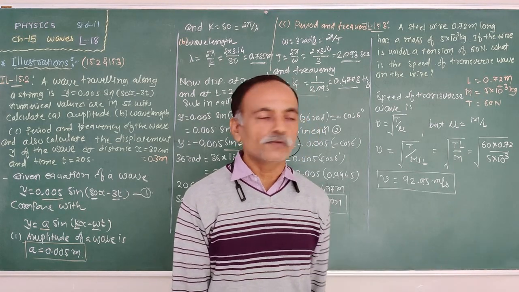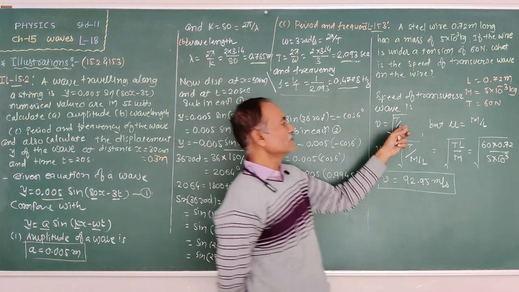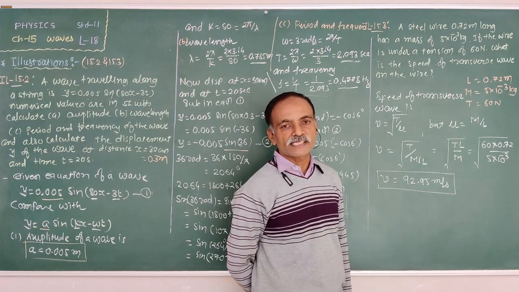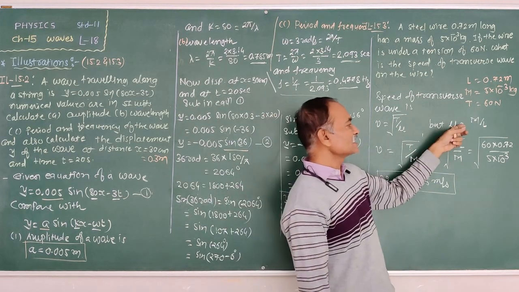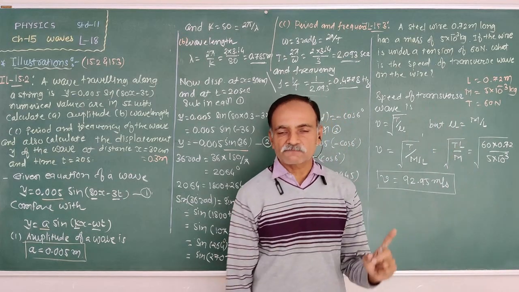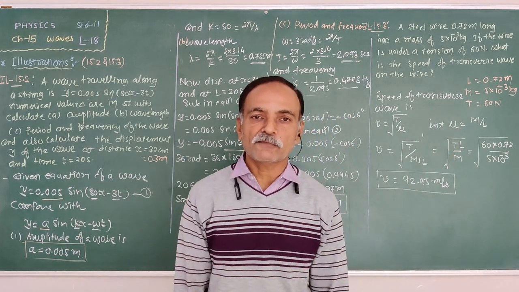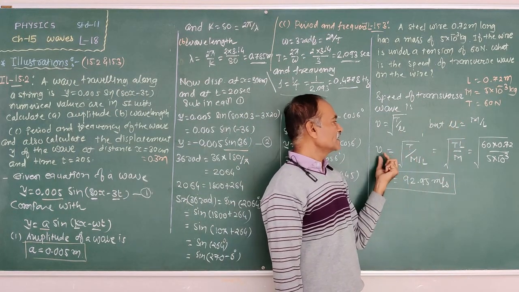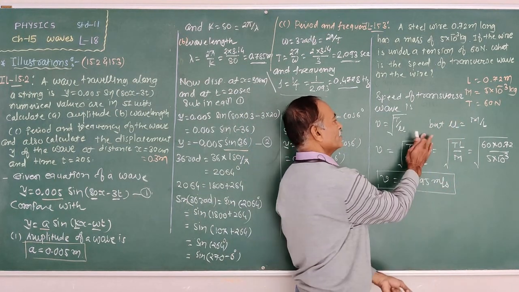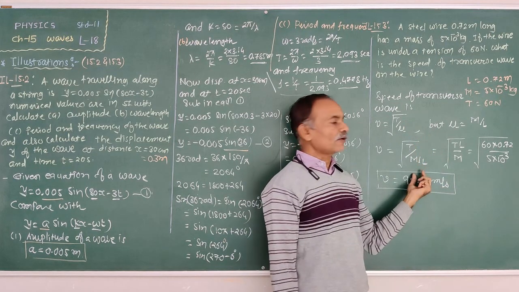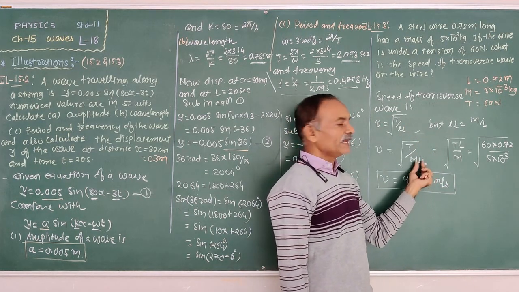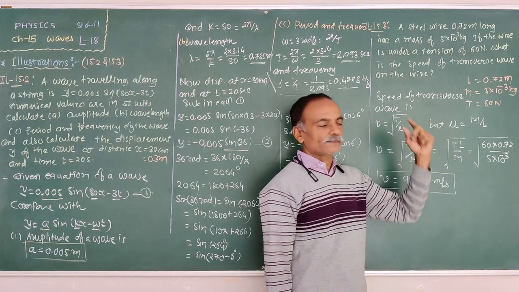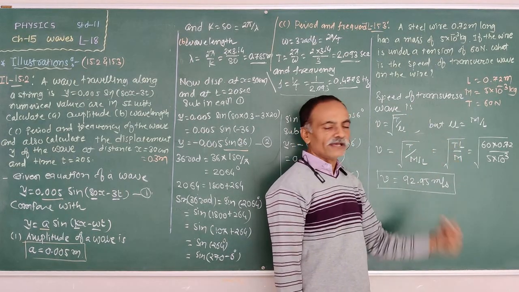V is equal to under root of T upon mu. T is the tension and mu is the linear mass density of the wire. Linear mass density of the wire is equal to mass per unit length of the wire, m upon l. Substitute the value of mu as m upon l. Therefore, V is equal to under root of T upon m upon l. L is in the denominator of the denominator, so it comes into the numerator. Therefore, under root of TL upon m.